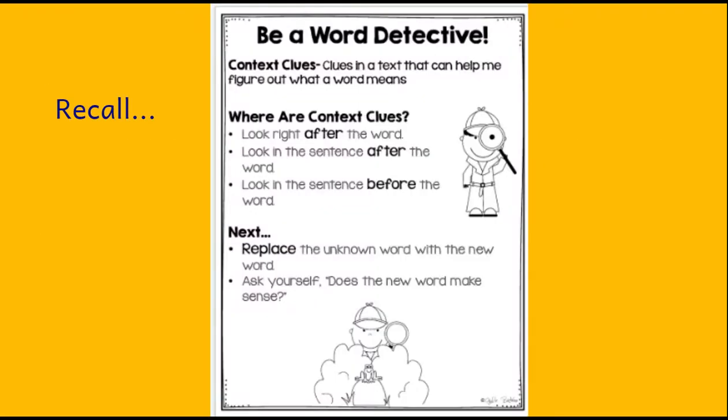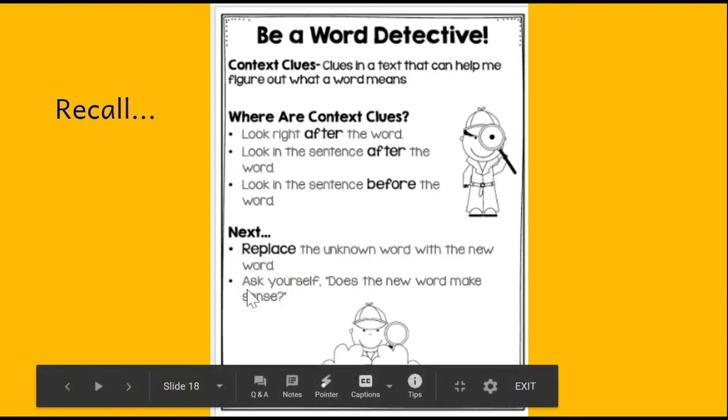Also I'm going to read this thing right over here, the image. Be a word detective. Context clues: clues in a text that can help me figure out what a word means. Where are context clues? Look right after the word. Look in the sentence after the word. Look in the sentence before the word. Next, replace the unknown word with a new word. Ask yourself, does the new word make sense?